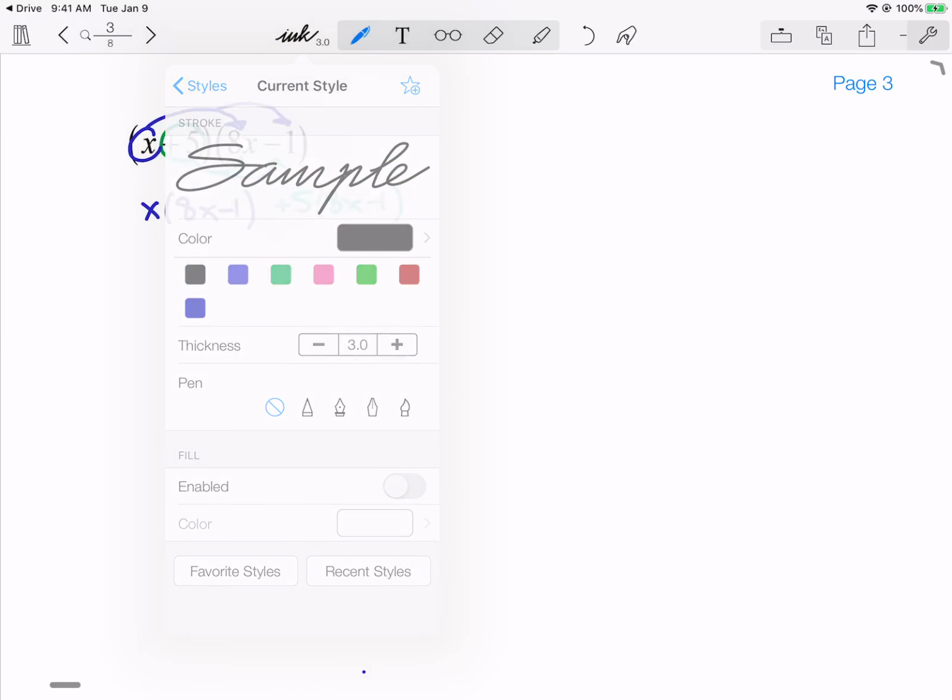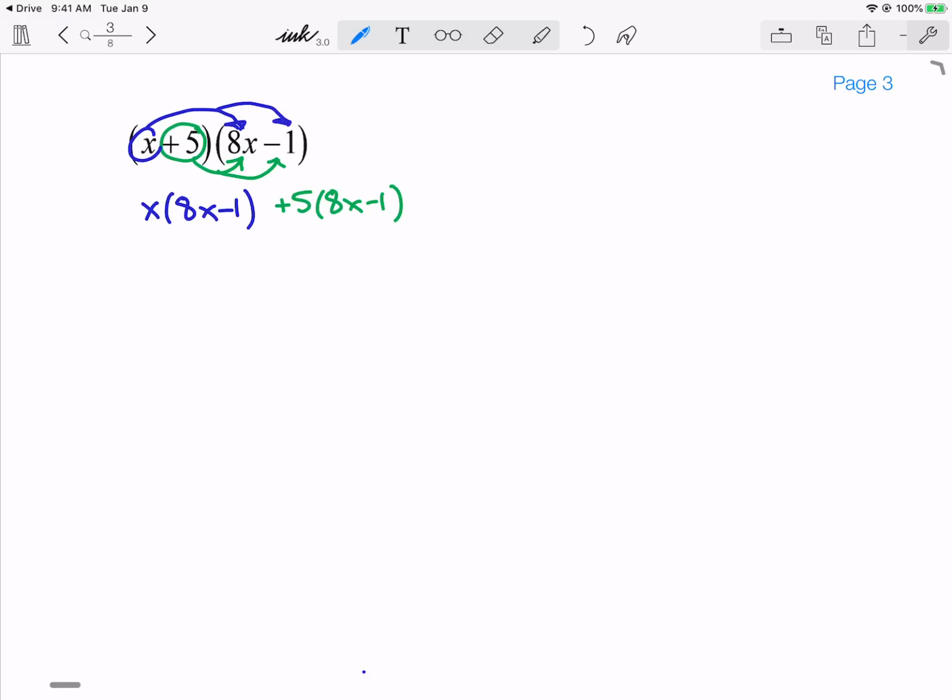So now when I simplify this, I distribute the x to each of these terms, the 8x and the minus 1. I get 8x squared minus x. And then over here, I get a positive 5 being distributed. So I get plus 5 times 8 is 40, and the x comes along. 5 times a -1 gives me -5.